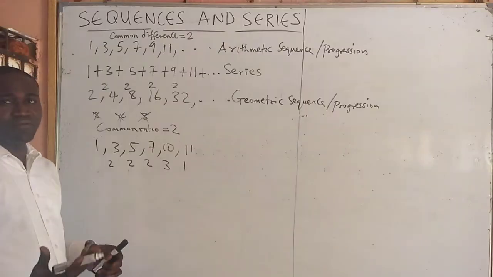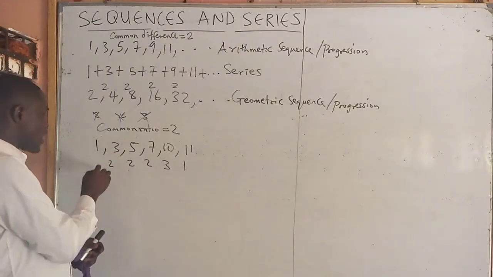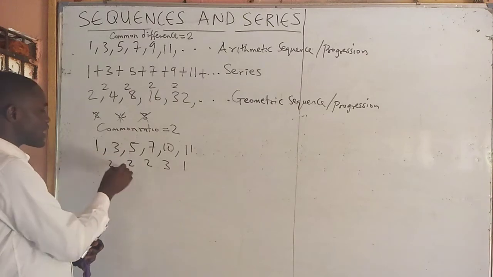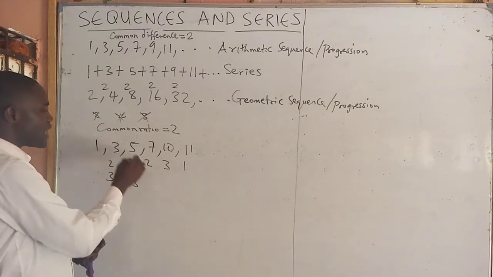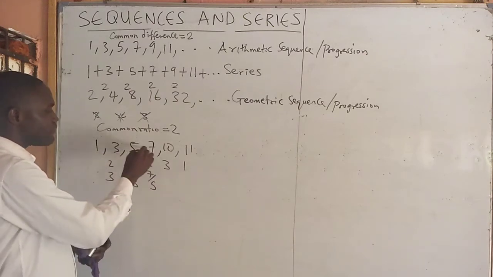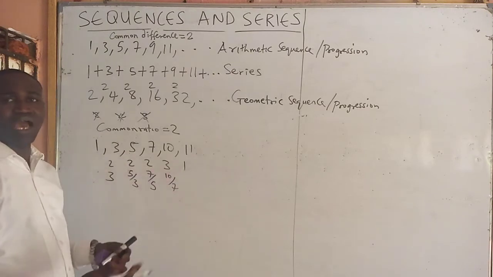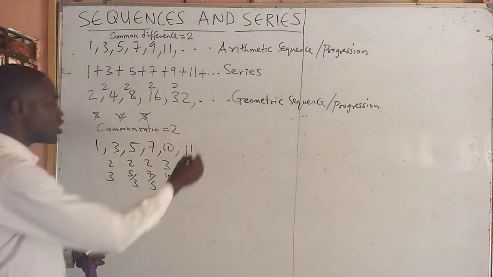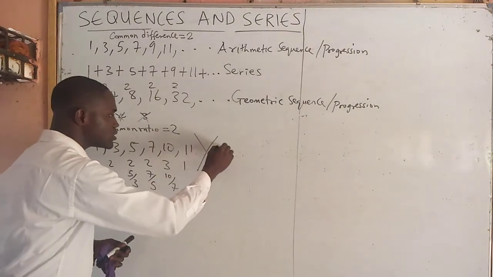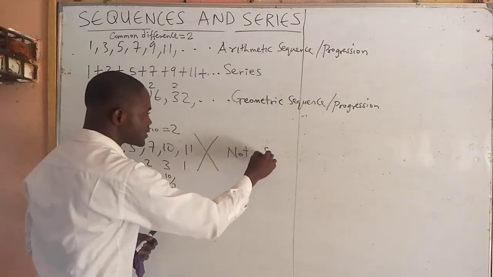If you check by division, 3 divided by 1, 3. 5 divided by 3, 5 over 3. 7 divided by 5, 7 over 5. 10 divided by 7, 10 over 7. You see, they will not give you the same common ratio. So you say this is not a sequence.